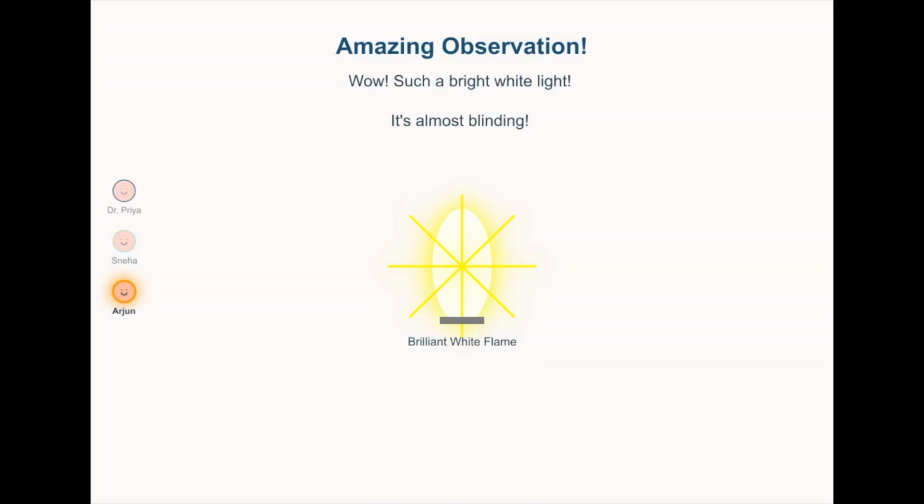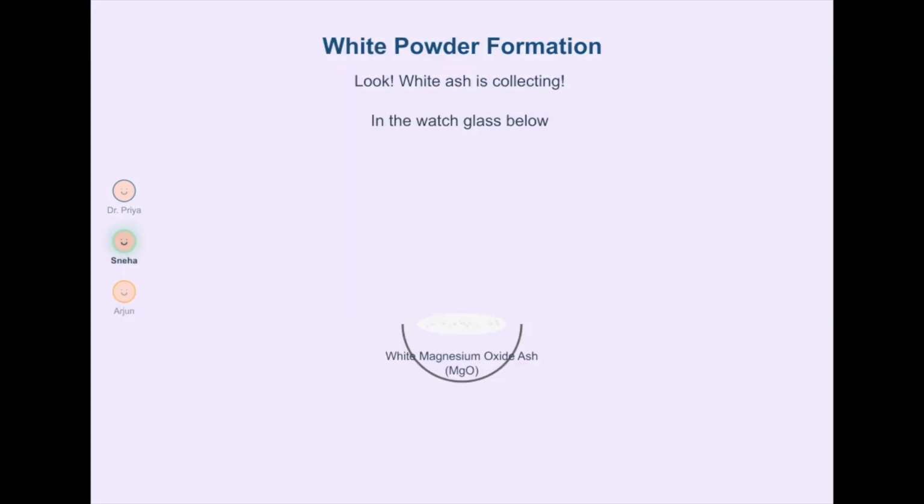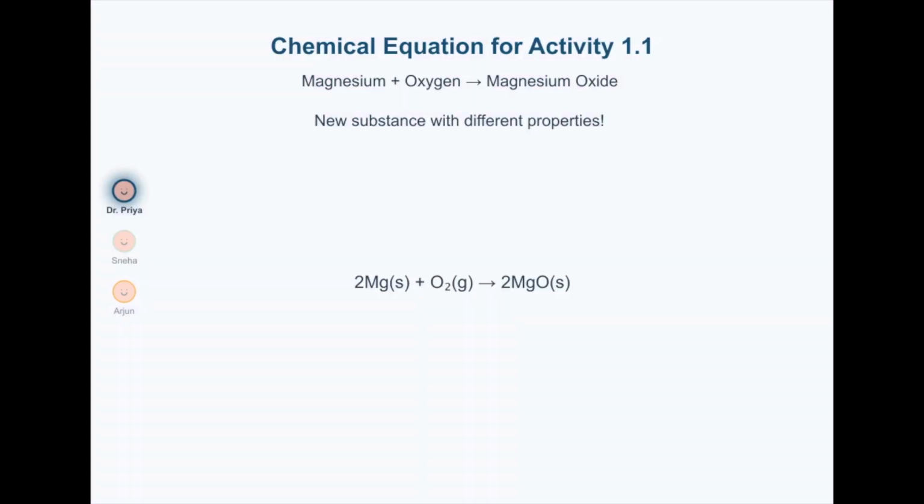Wow, Dr. Priya. The magnesium is burning with such a brilliant, dazzling white flame. It's almost too bright to look at. And look, Arjun, there's white powdery ash collecting in the watch glass below. It looks completely different from the original ribbon. The chemical equation is 2 magnesium atoms plus oxygen gas gives 2 magnesium oxide molecules. A completely new white substance is formed.